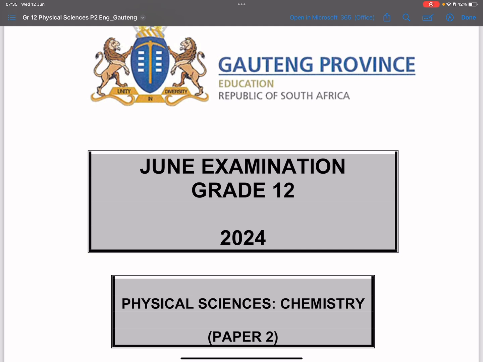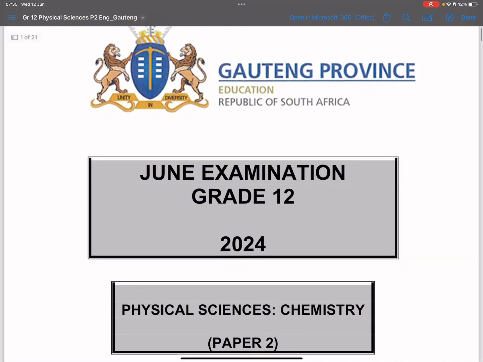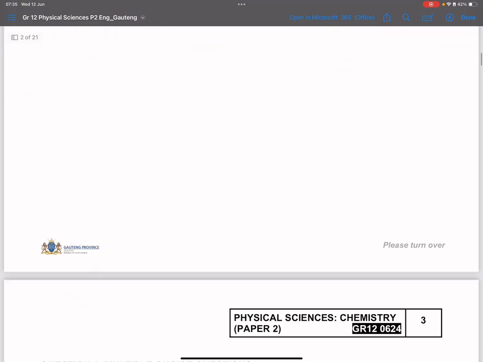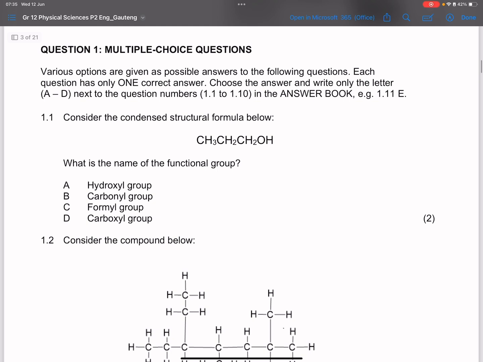All right, so ladies and gents, without any further ado, let's start with the multiple choice section. So let's go. They say consider a condensed structural formula. We've got CH3, CH2, CH2, and OH. So in this case, this is definitely an alcohol. They say, what is the name of the functional group? So remember that the functional group of alcohols is the hydroxyl, or you say hydroxyl, however you want to pronounce it. Okay, I'll just make a color change of my pen.